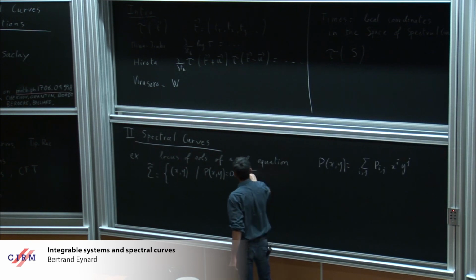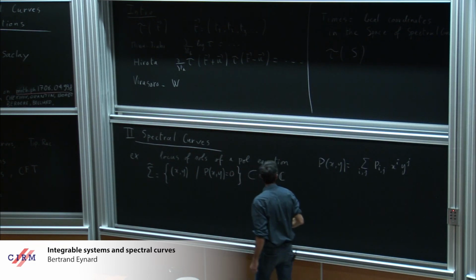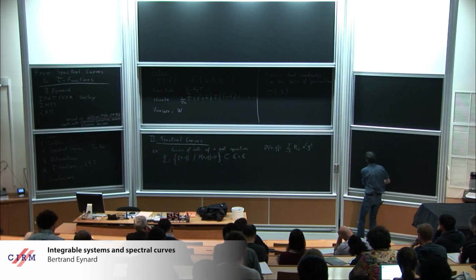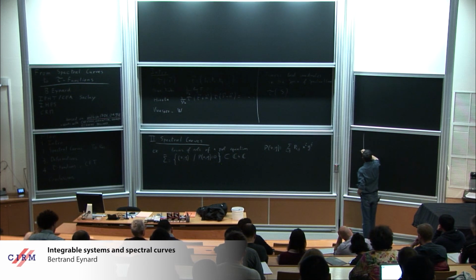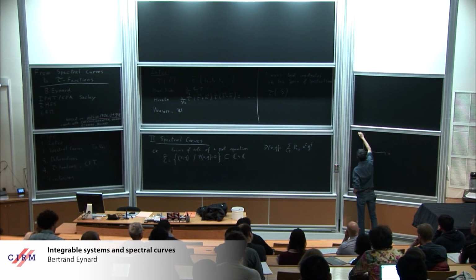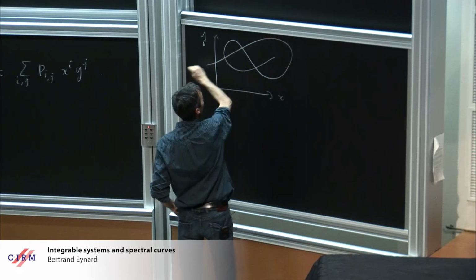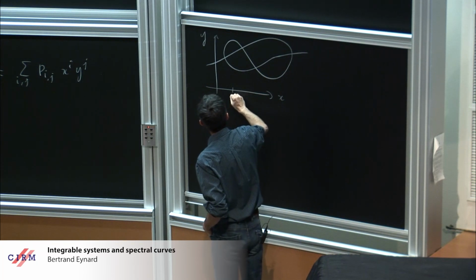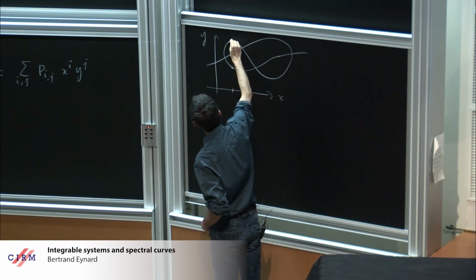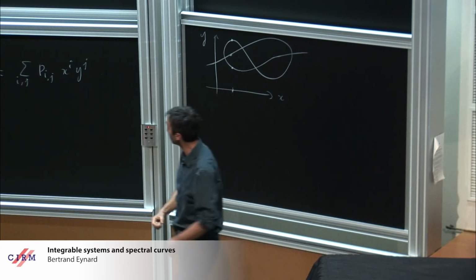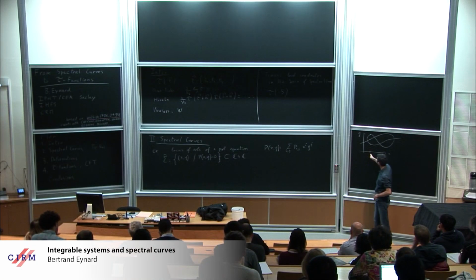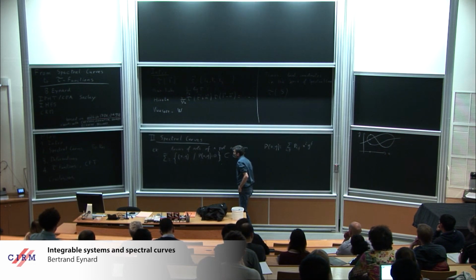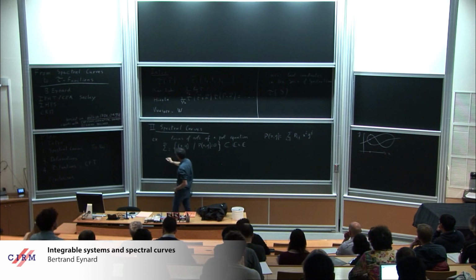It's a subset of C cross C. And let me make a picture here. Typically, if you plot y as a function of x, it's a multi-valued function. So for a given x, for a given point here, you have several pre-images in the curve. There are several points on the curve that have the same x, and several points on the curve that have the same y. So in particular, on that curve, there is a map.